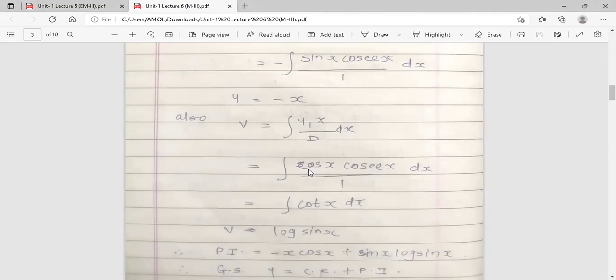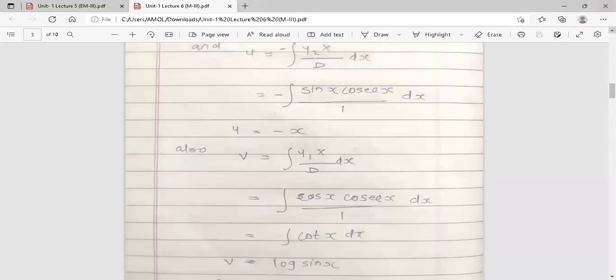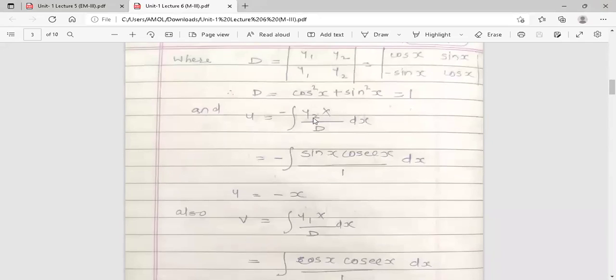This is our formula for u, with the minus sign as it is: integration of y2, which is sin x, times X, which is cosec x, upon D, whose value is 1. So sin x into cosec x. Cosec x means 1 upon sin x, so sin x gets cancelled. Integration of dx is x. So the value of u is minus x.